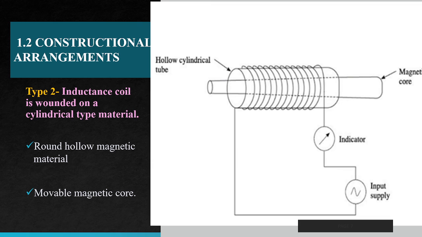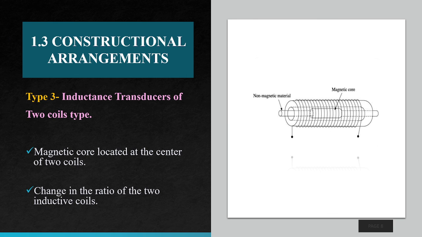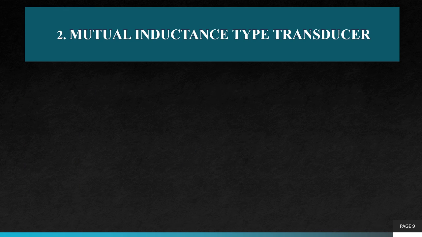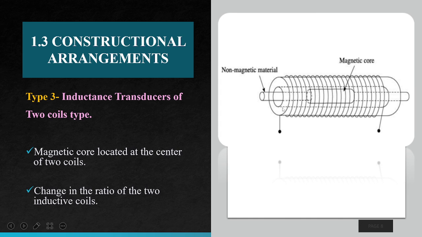The third one is inductance transducer of two coils. You can see that here. Two coils will be there, and a magnetic core will be there. The coils will be wound around. The magnetic core is located at the center of the two coils, and the change in the ratio of the two inductive coils is noted here. So these are the three constructional arrangements of variable inductance transducers of the functional type.